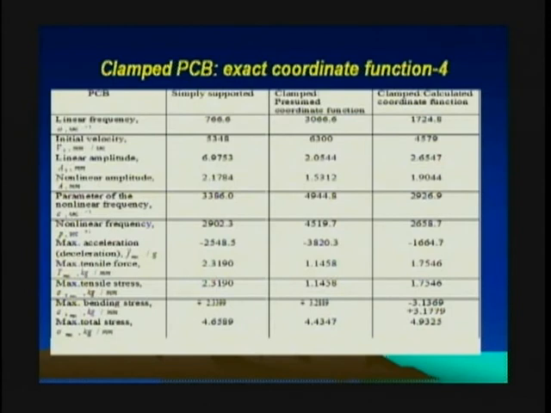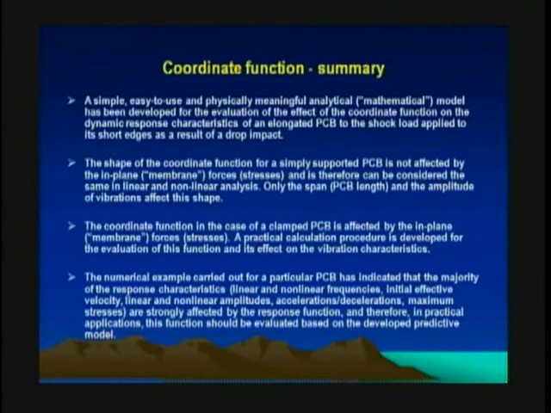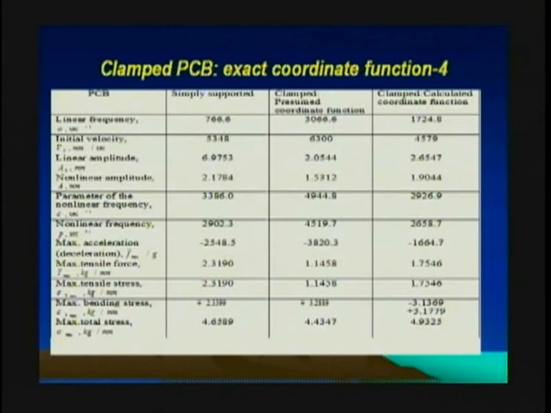You see here that the maximum acceleration for the simply supported is approximately 2,500 G's, while for clamped it is 1,066.47. I used just a portion of the table that is published, but I want to indicate that you can calculate all these parameters for the simply supported and decide whether you can assume the approximate coordinate function, and whether the clamped coordinate function calculated based on the calculation is substantially different from this presumed function.